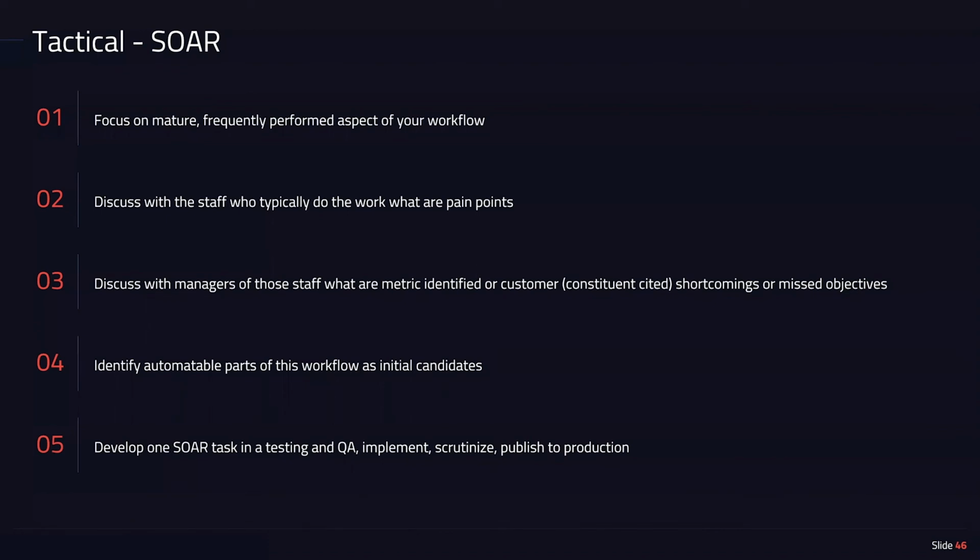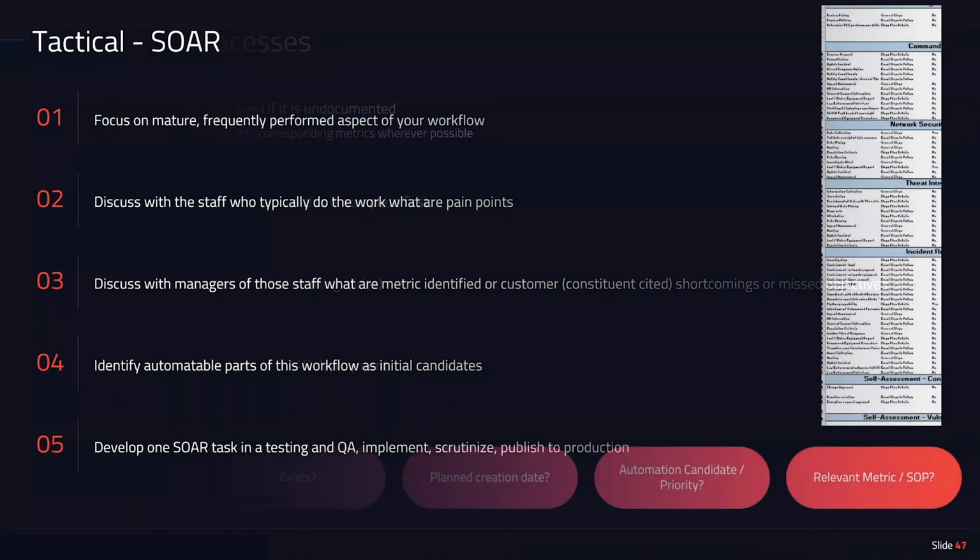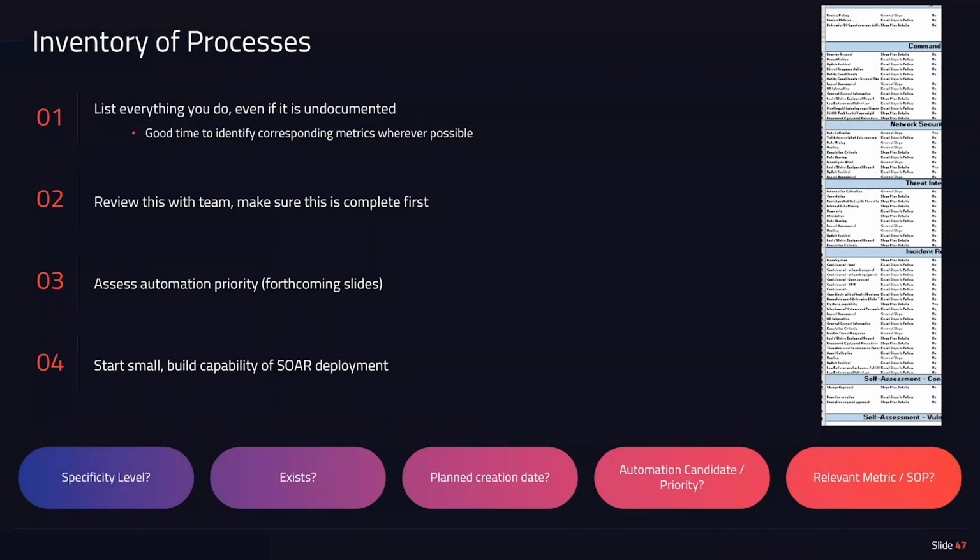I want you to think about deploying one SOAR task into your testing environment, scrutinize it aggressively, and then publish it to production. In order to do this, I approach this from the ACH perspective. Do a brainstorm of everything that you do, even if they're not documented procedures, absolutely everything that you do. Then go through and identify the specificity: do you expect people to follow the steps exactly, or am I just going to give them general objectives and expect them to do the details on their own?